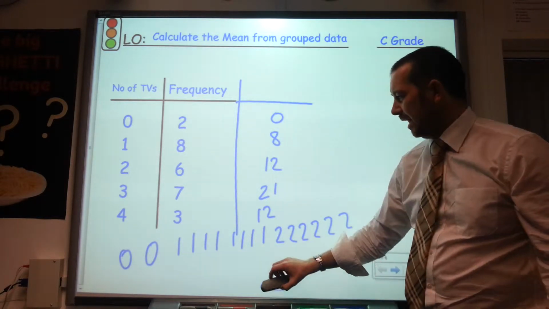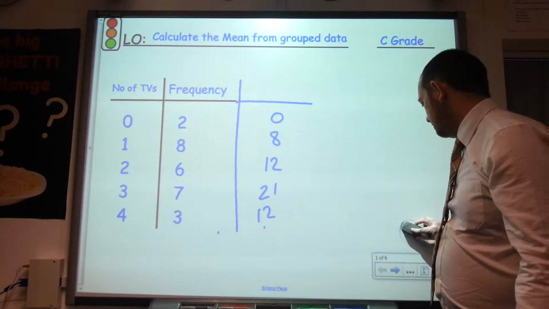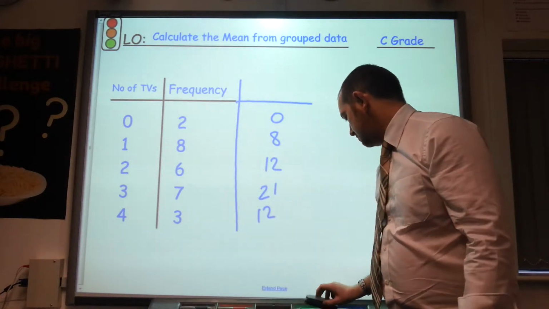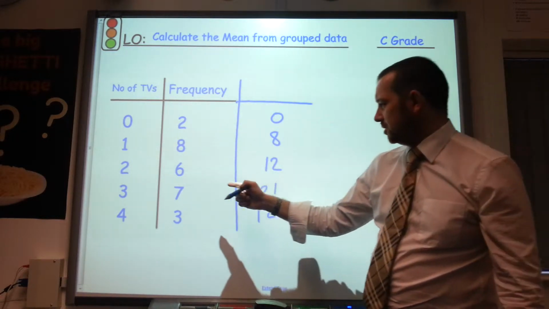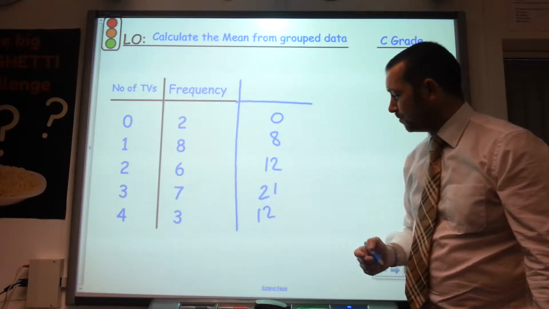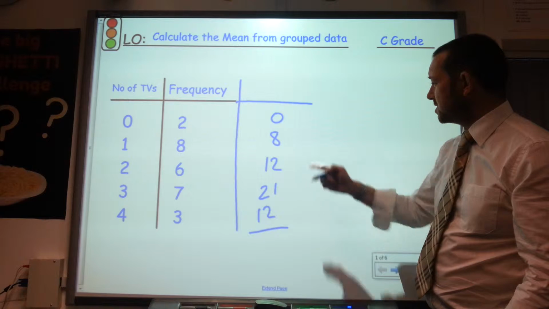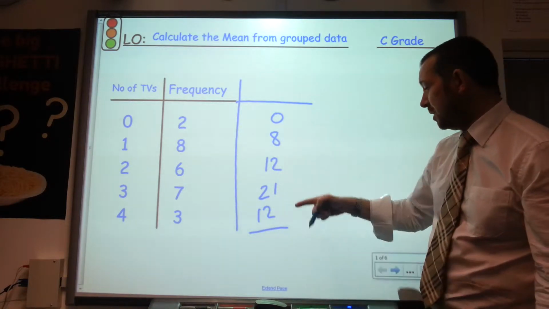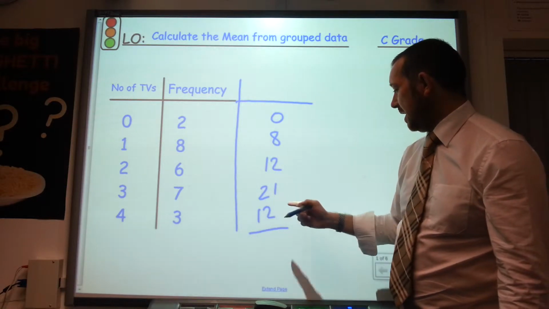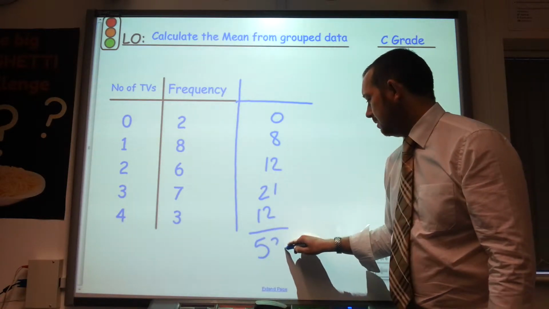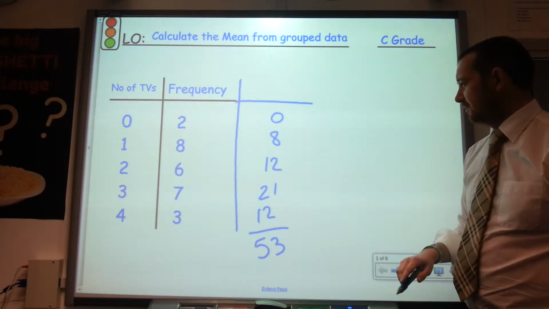So, what do you think I'm going to do now? For example, this number here represents the total number of TVs for these 7 people. Now I want to know the total number of TVs, so I'm going to add this column up. 0 and 8, that's 8, plus 12 is 20, plus 21 is 41, plus 12 is 53. That's the total number of TVs, 53 TVs.